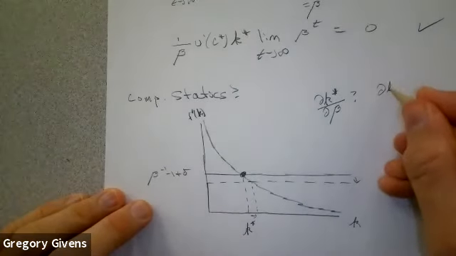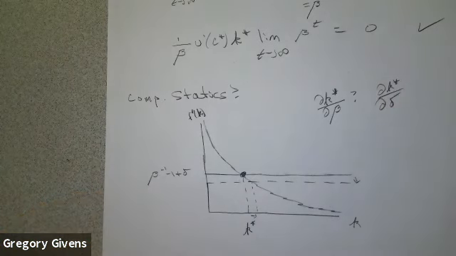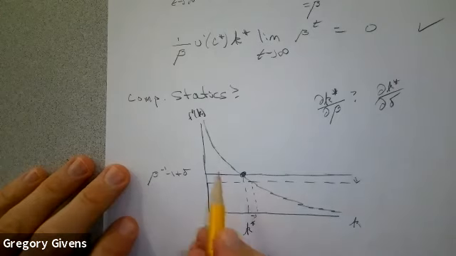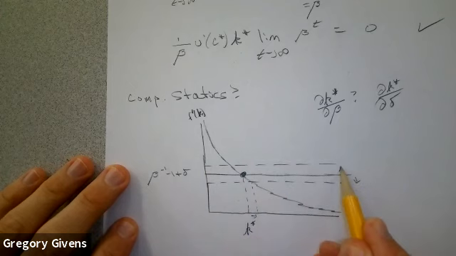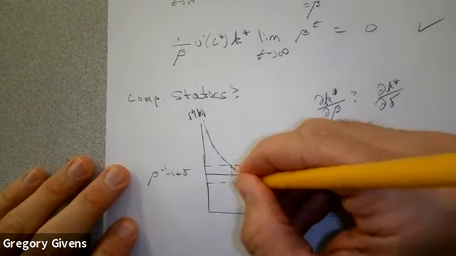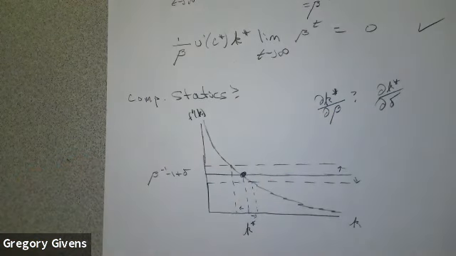What about dk d delta? What if the depreciation rate goes up? What happens to steady state capital? This horizontal line is going to shift up, right? In which case, the steady state capital stock is going to decline. That makes sense. As machines wear out more quickly, all else equal, that's going to cause the capital stock to decline in the long run.